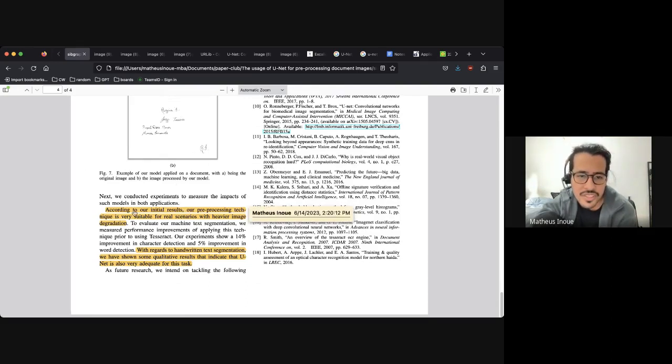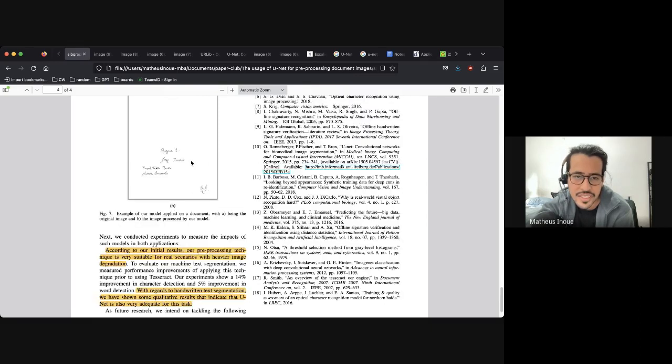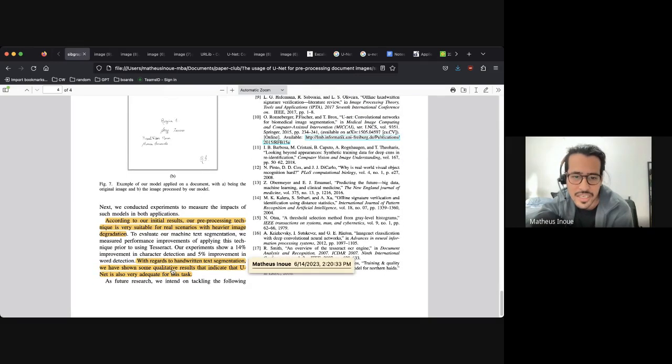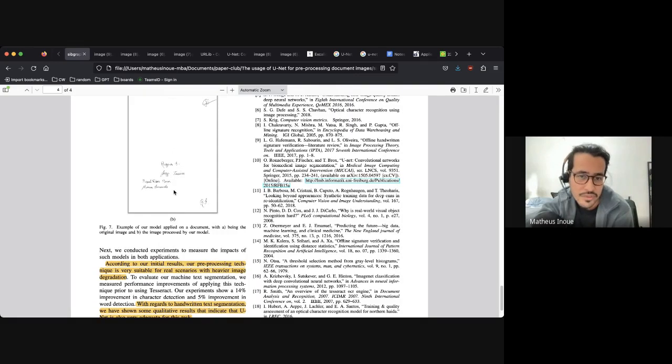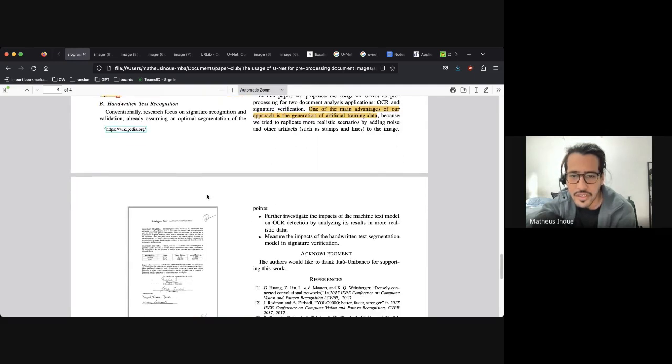Okay, so in the conclusions, they say that in our initial results, the pre-processing technique is very suitable for scenarios with large image degradation. And then they say that in regards to detection of handwritten text, it is also kind of good, right? Of course, they're doing only extraction, right? They're not feeding this to the OCR because they're more focused on signature detection.